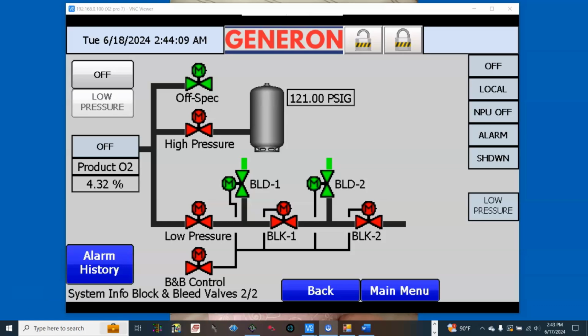In this video, we will learn how block and bleed valve should work with the high and low pressure mode selection on a nitrogen generator. For this setup, we have a nitrogen generator on the left side with the product O2 for purity control. On top, we have an off-spec valve which will be open when purity does not meet the minimum requirement.